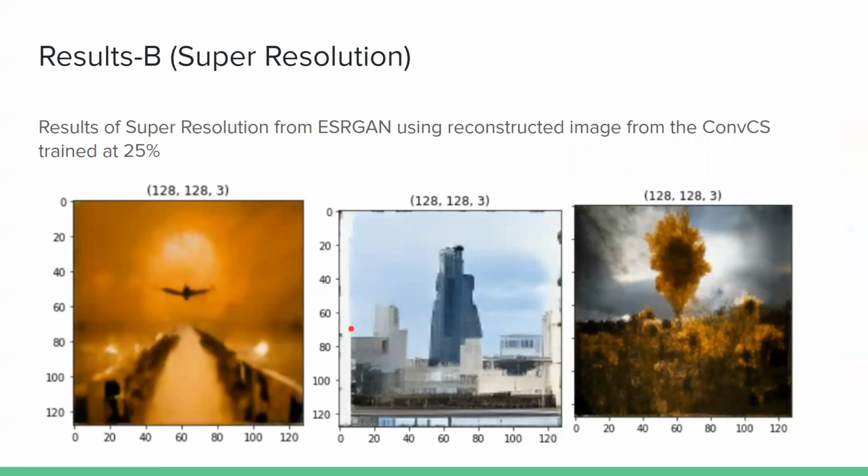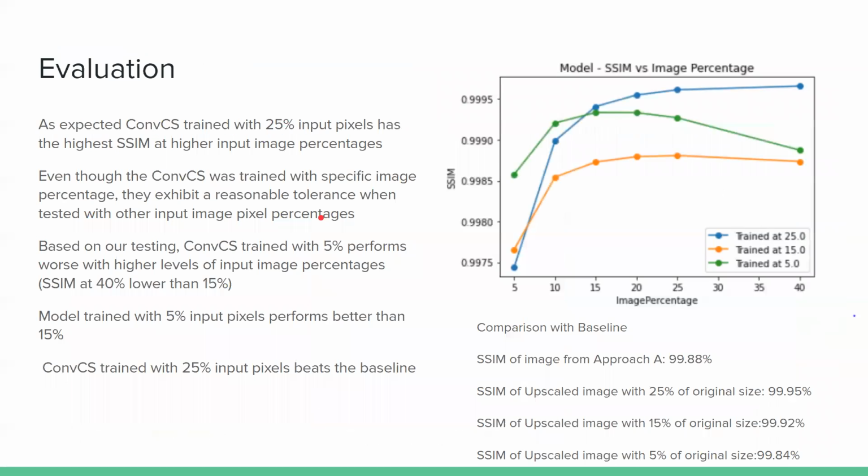The output from ConCS was then sent to a super resolution GAN. The results you're seeing in this slide are from this ESRGAN. As you can see, from 64 cross 64, we've moved to 128 cross 128. And these are the 3 sample images.